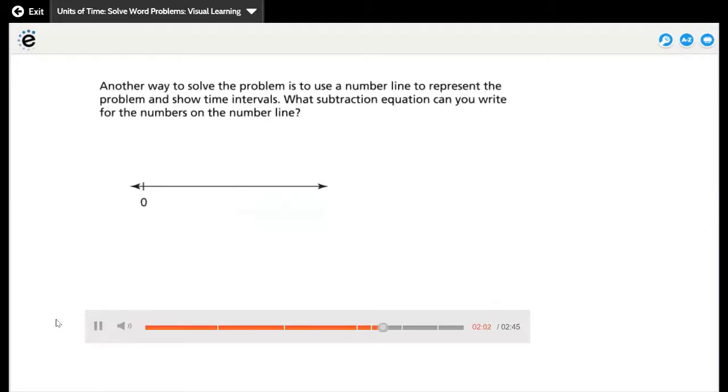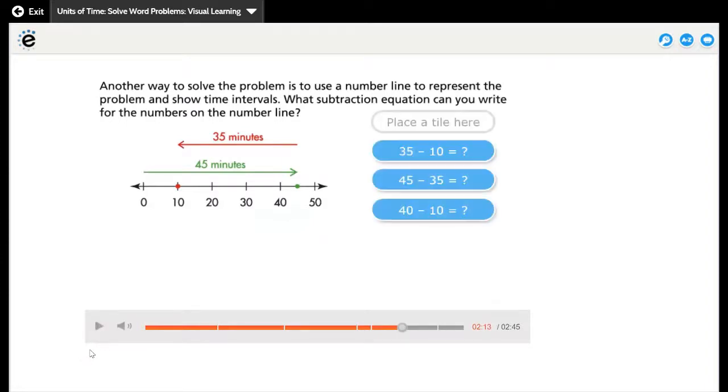Another way to solve the problem is to use a number line to represent the problem and show time intervals. What subtraction equation can you write for the numbers on the number line? Also, in this problem, we can use subtraction. 45 minutes, all of it. To know how many more, we should subtract 45 minutes minus 35. So he already practiced 35 minutes.